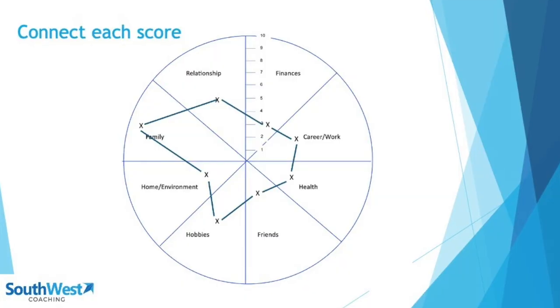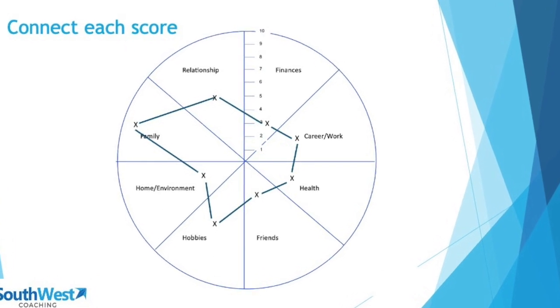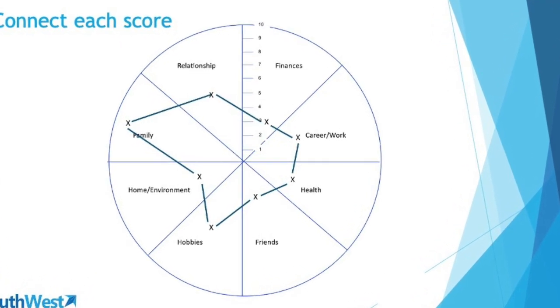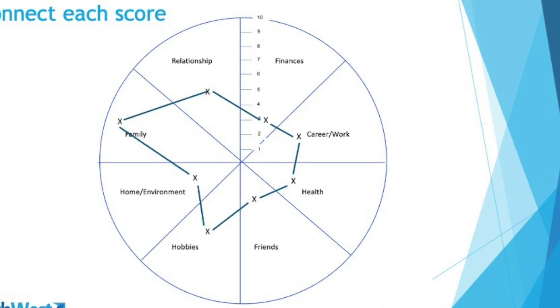Once we've done that, we can move on to connecting them. So you can literally create an inner wheel inside your wheel. And normally they look a bit jagged. We're not normally scoring 10 in each area, and it's fine. The scores are the scores.